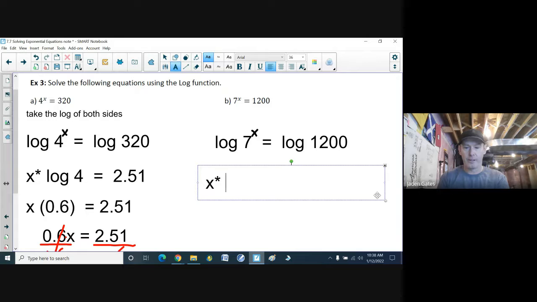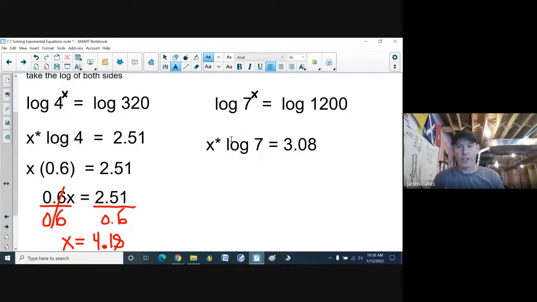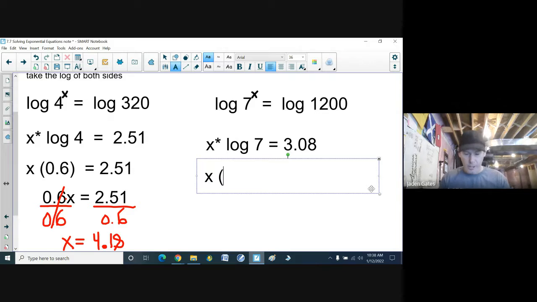All right, now the log rule says I can bring that x down in front and just multiply everything. Log 7. Now again, when you have the log of a number, you can actually figure out what that is. And so if I take the log of 1,200, I get 3.08. There we go. All right, like I said, log of 7, I can figure out what that is. So I have x times the log of 7. That's going to be a small number. In fact, it is 0.85. Again, you got to be able to find that in your calculator.